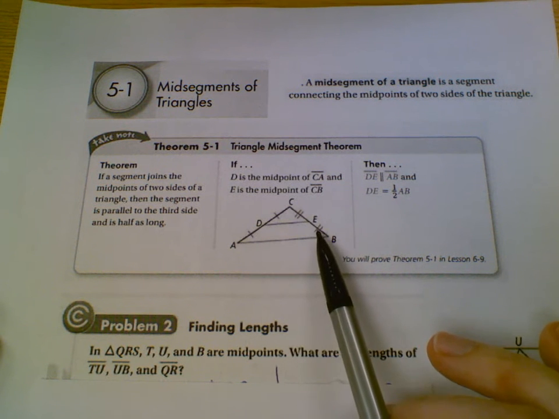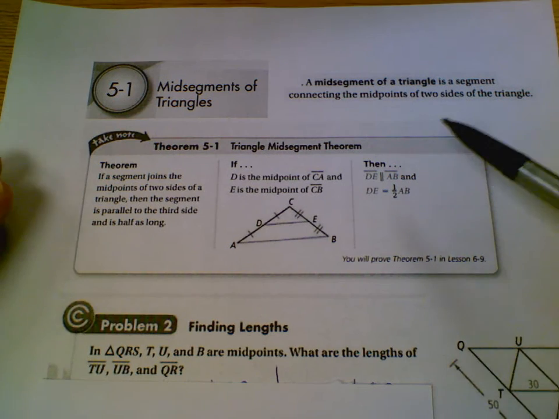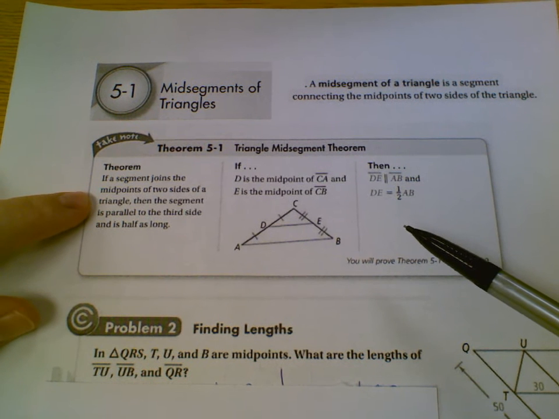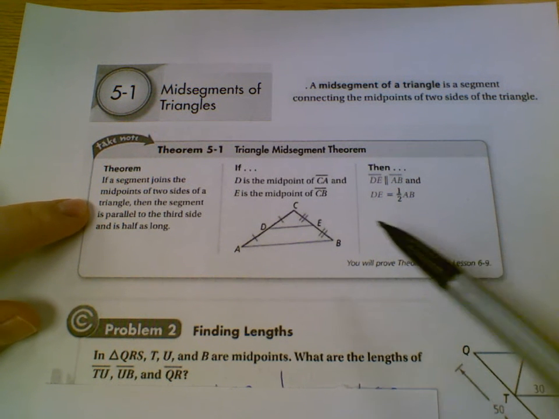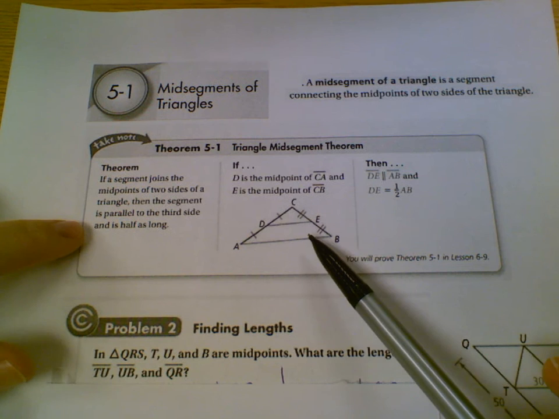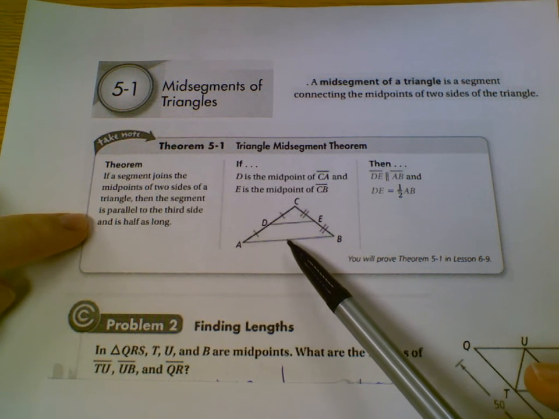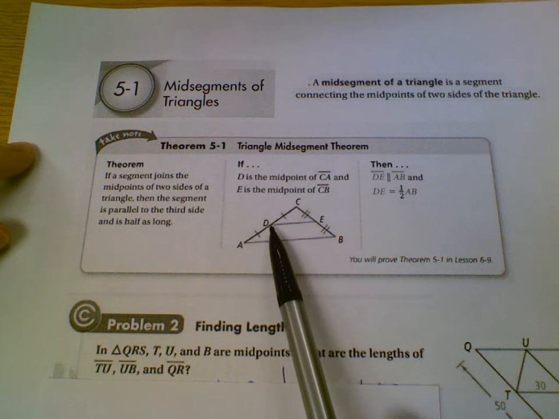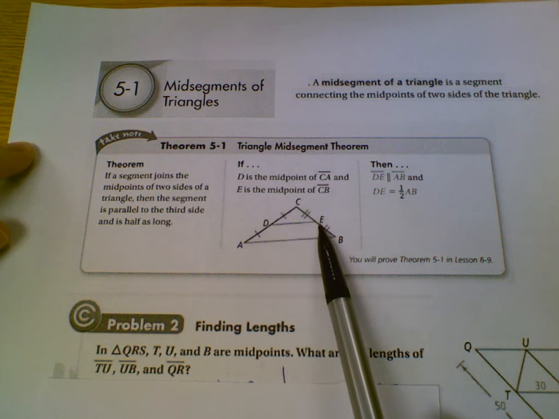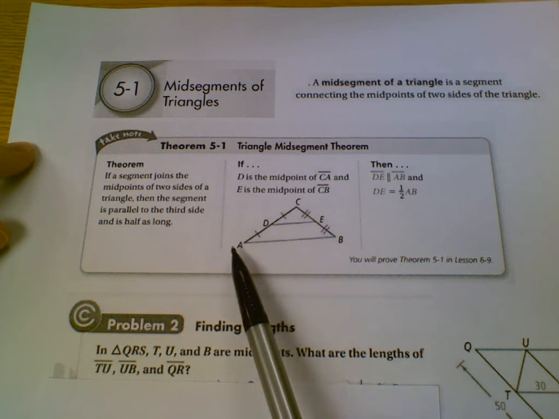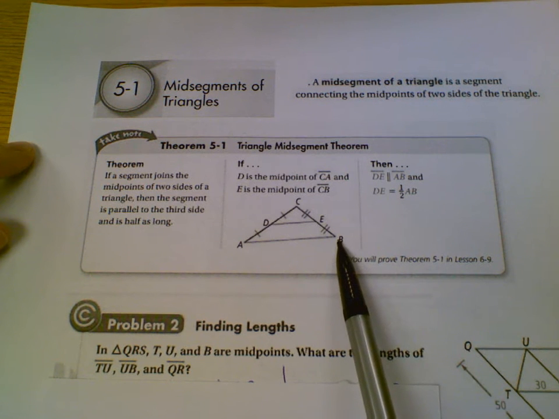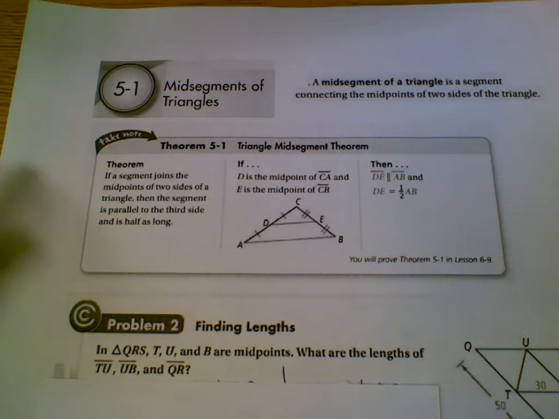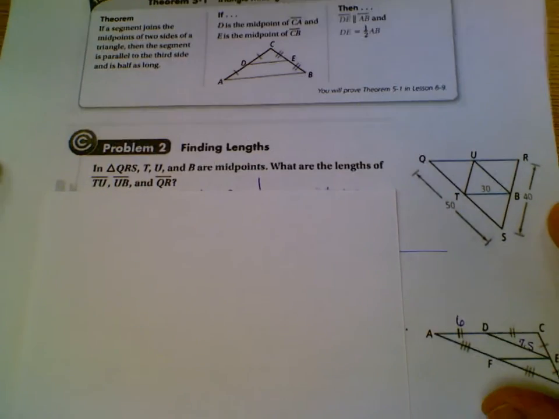E of that triangle. The triangle mid-segment theorem says if a segment joins the midpoints of two sides of a triangle, such as DE, then the segment is parallel to the third side and is half as long. So if I know that DE is a mid-segment, then I know that DE is parallel to AB, and I also know that this length is half the length of AB. So let's look at an example.